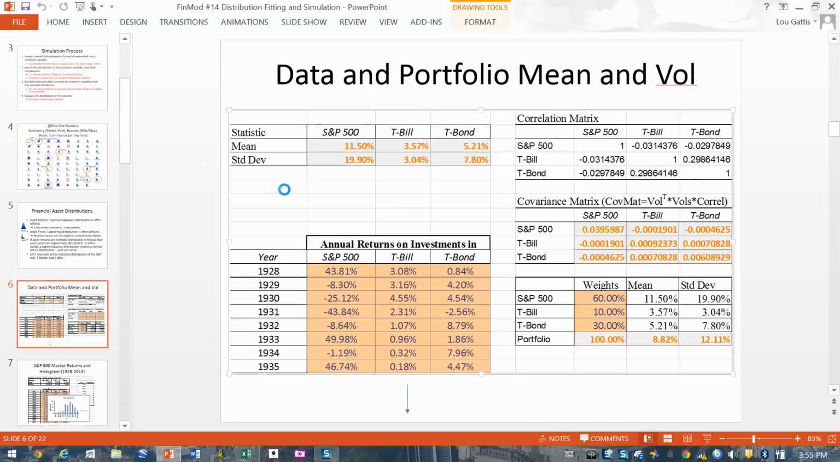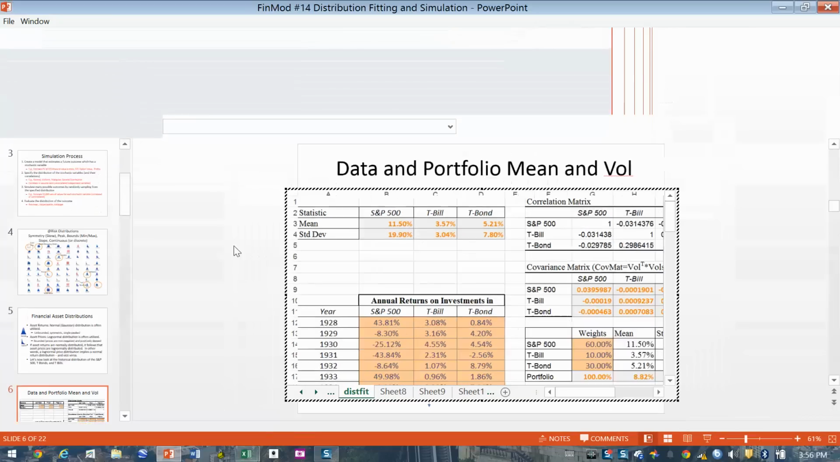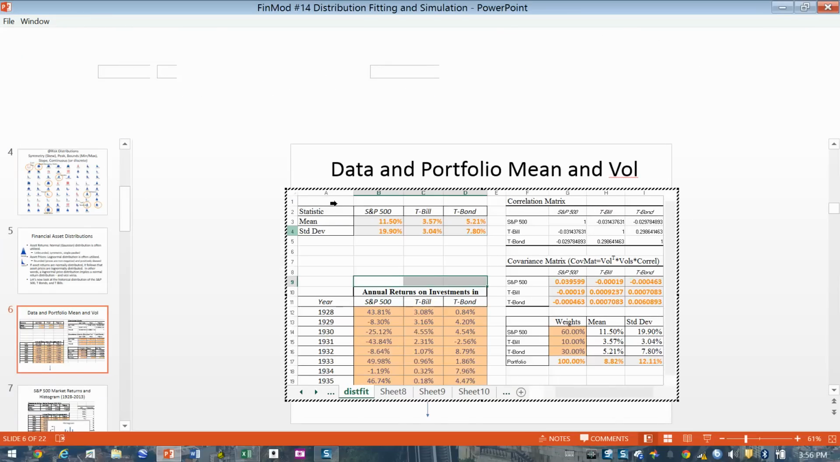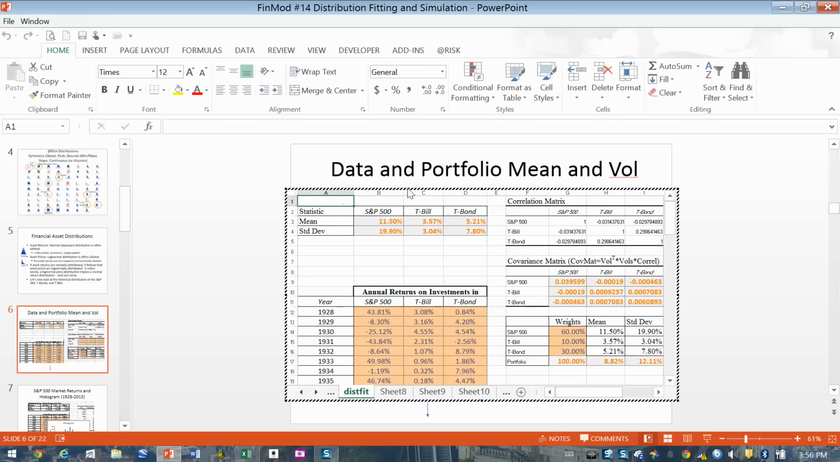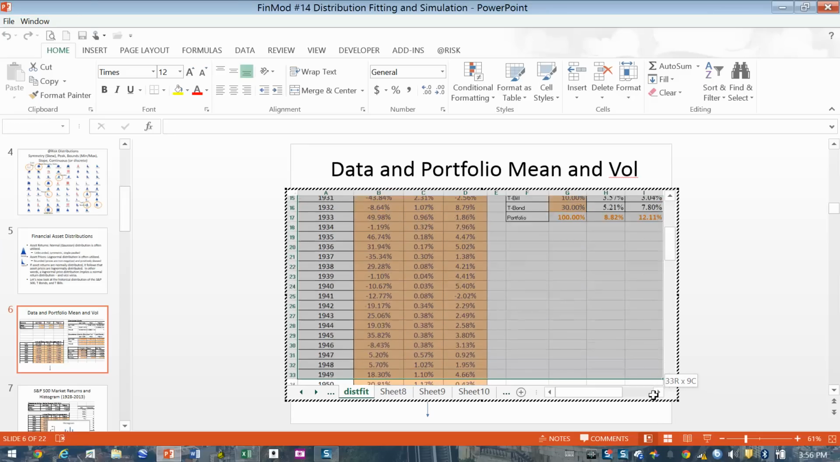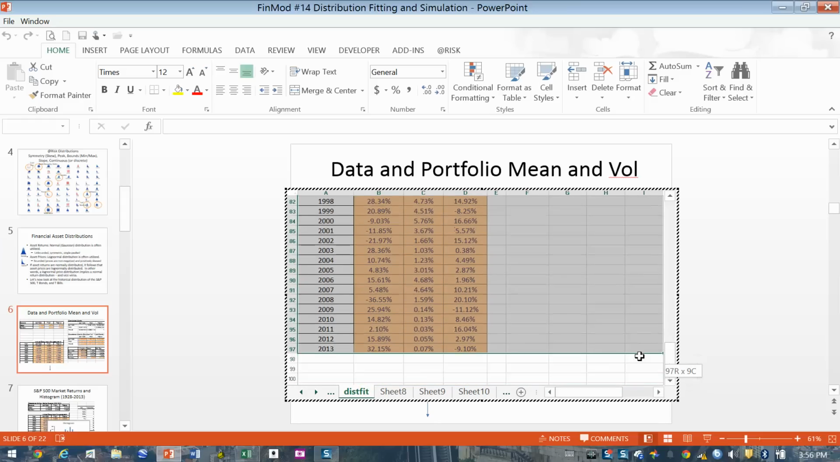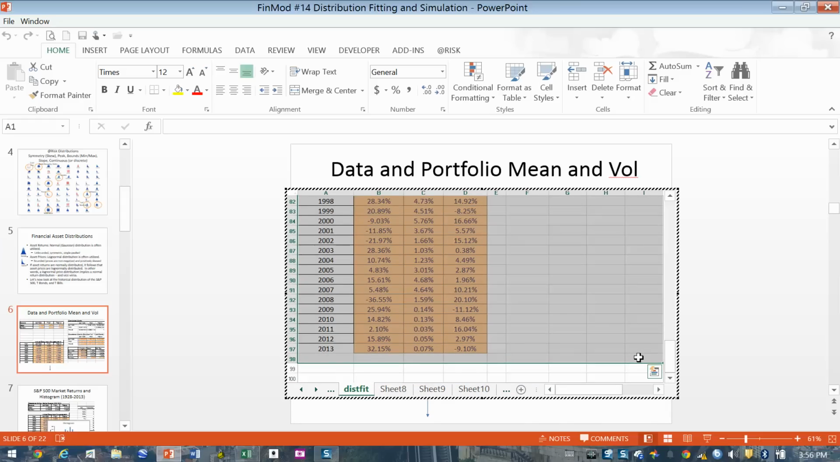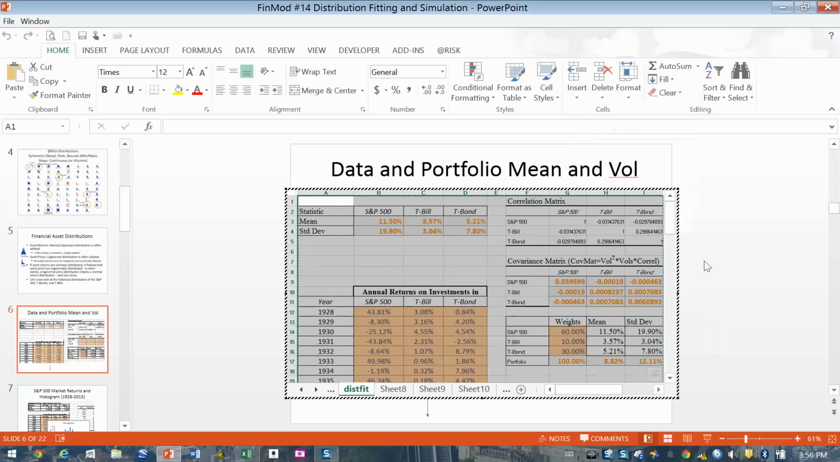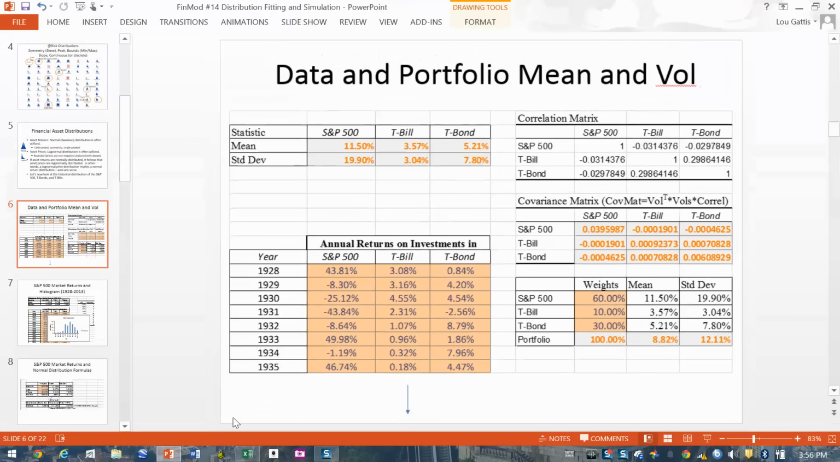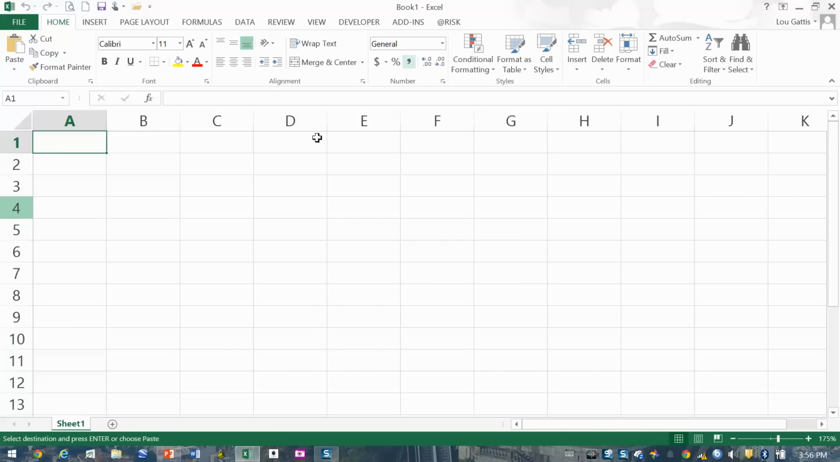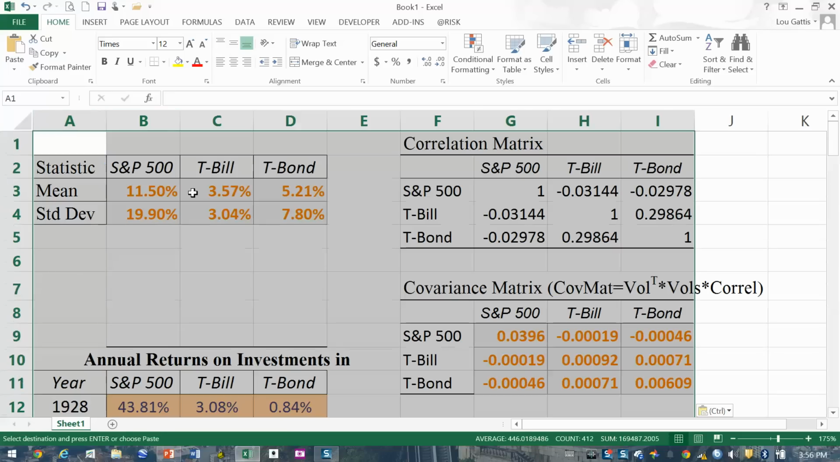So I want to grab all the data, even the data that's not shown. And where I got this data is from Damodaran, NYU professor who provides bills, bonds, and stock returns. I'm going to copy that. Close out, and I'll go to Excel. And I also have @RISK running. We're going to use that in a little bit. And I'll paste that into Excel.